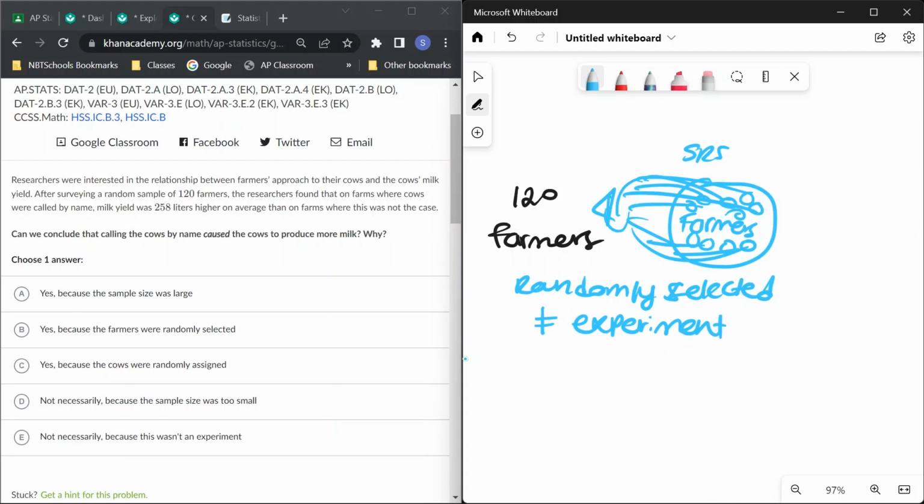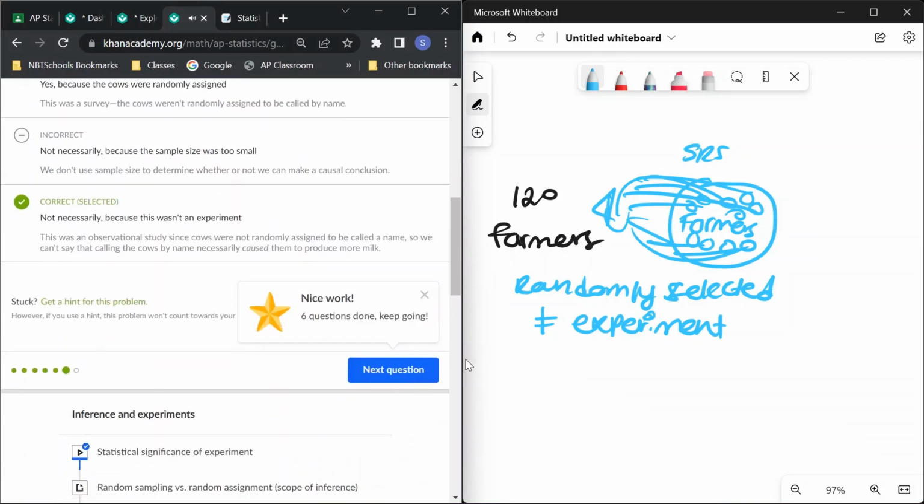Not their opinion. They were just asked for what they had observed, like what data they had observed, like how much yield there was. So the researchers found that on farms where the cows were called by name, milk yield was 250 liters higher on average than on farms where this was not the case. Can we conclude that calling the cows by name caused the cows to produce more milk? No, we cannot, because this was an observational study. Okay.